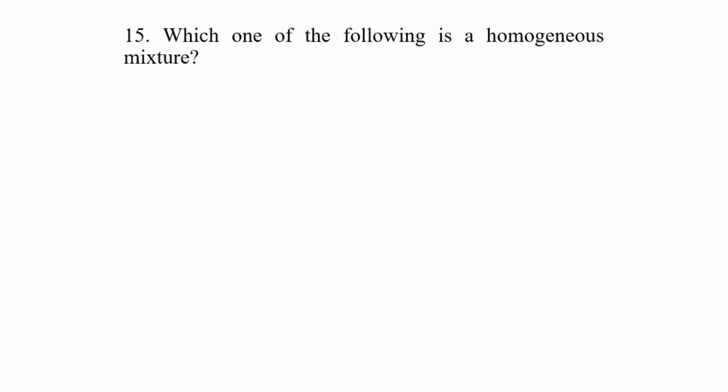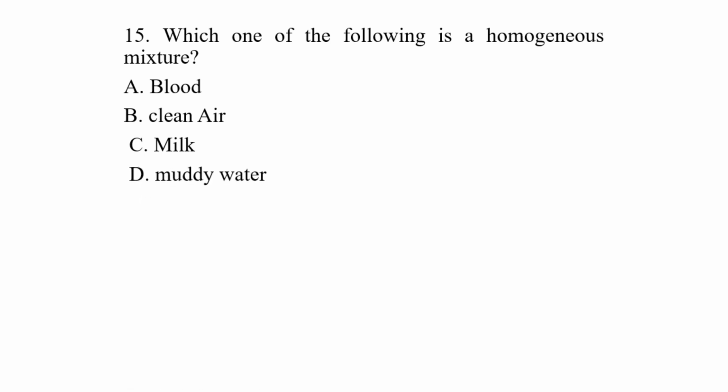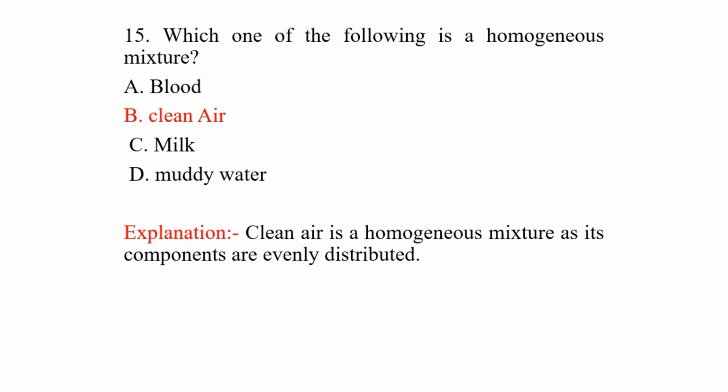Question number 15. Which one of the following is a homogeneous mixture? A. Blood. B. Clean air. C. Milk. D. Muddy water. The answer will be clean air. Clean air is a homogeneous mixture as its components are evenly distributed.